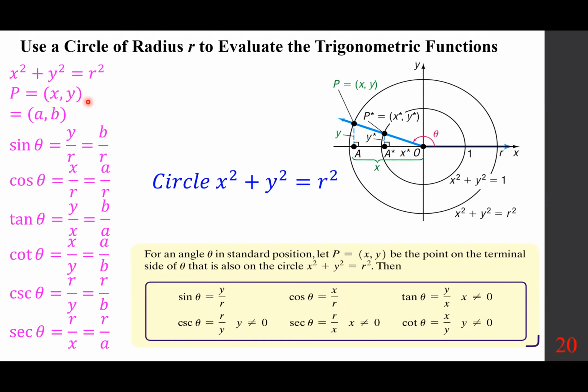P has coordinates x and y. If we call them a, b, then sine is y over r or b over r. Depending upon the text, they may call it a or b.